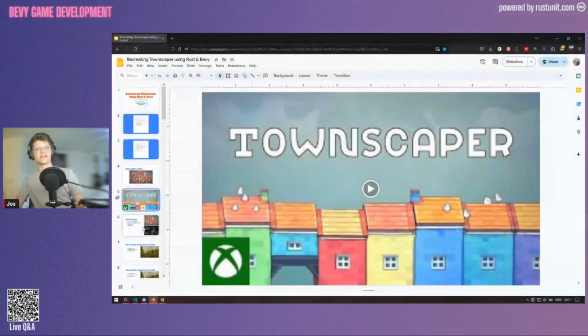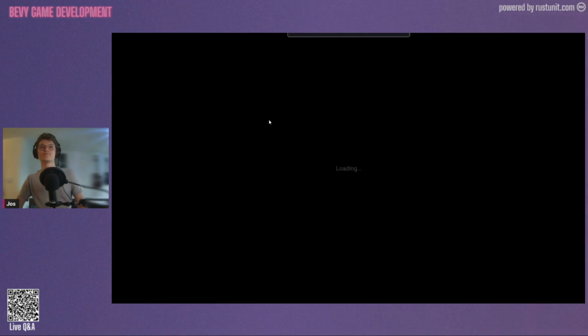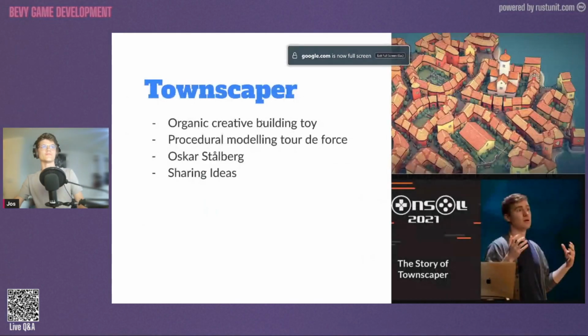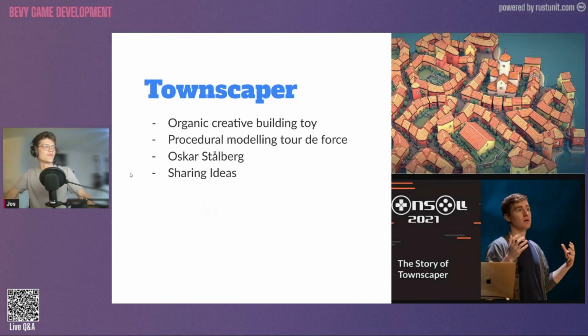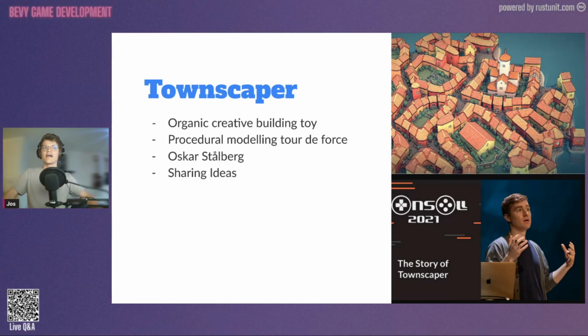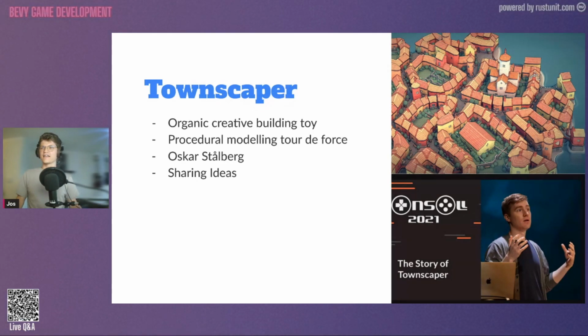So Townscaper is an organic, creative building modeling tool created by Oscar Stålberg. And it's really just a procedural modeling tour de force. It took the world by storm. And the interesting aspect of this tool is it made some really complicated ideas and algorithms actually very playful and accessible to a very large audience.